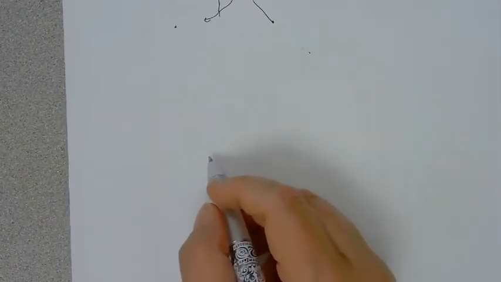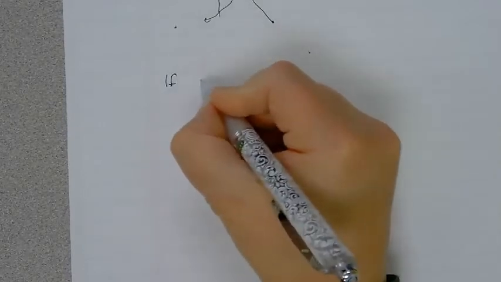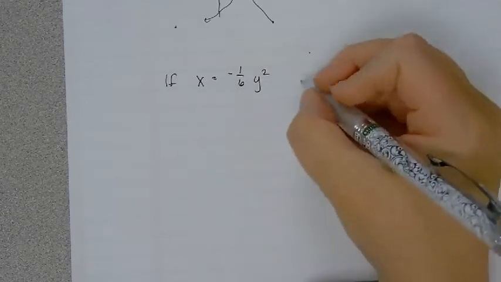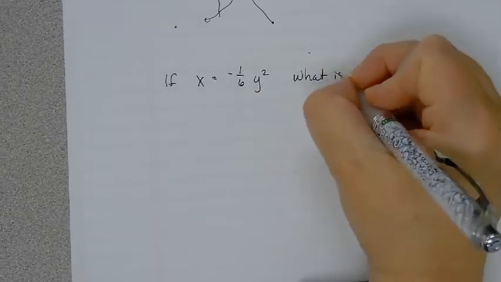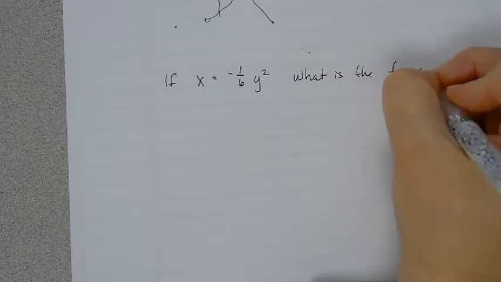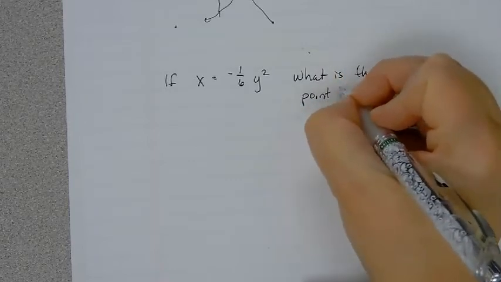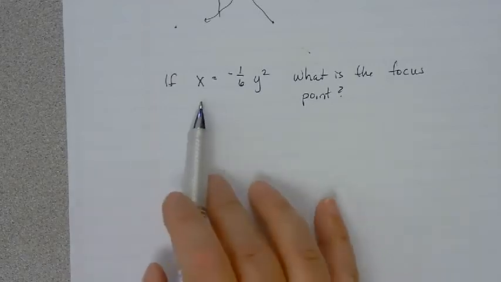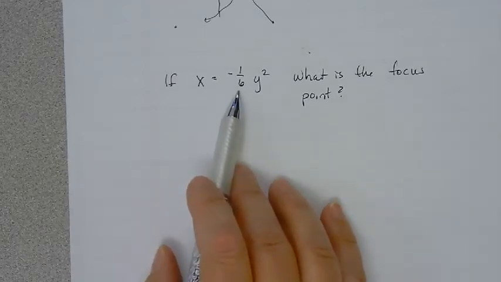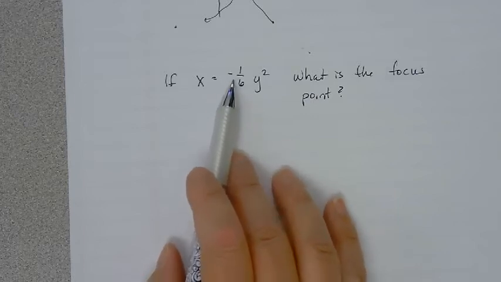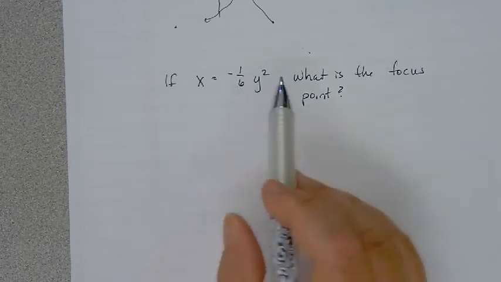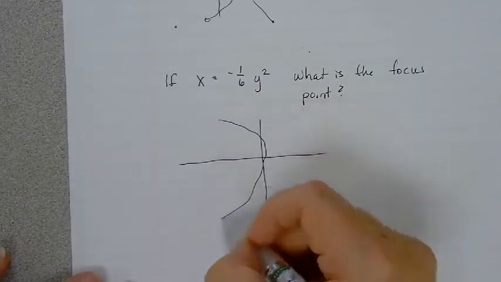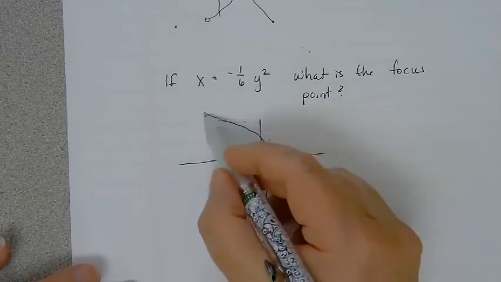Let's do this example. If x equals negative 1/6 y squared, what is the focus point? So I want to think about what this looks like. Since it's an x equals y squared parabola, I know it's going to open to the right or to the left. And because this is a negative, I know it's going to open to the left. So I can just draw a general one. It hasn't moved left or right, so it's going to open to the left, something like this.